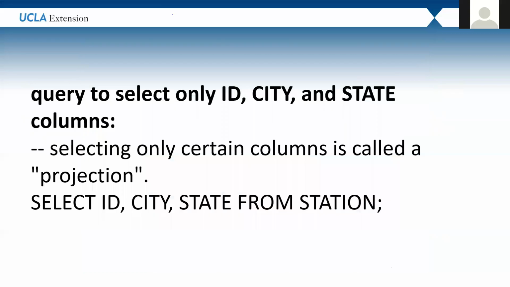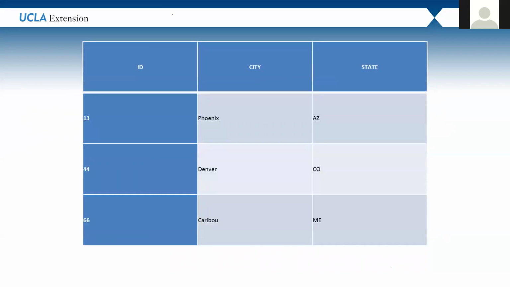Okay. Now, let's say we only want the ID, city, and state columns from station. So this is called a projection. We select ID, city, and state from the station, and voila, this is what we get: city, state, ID.